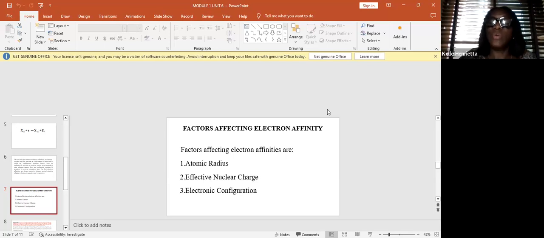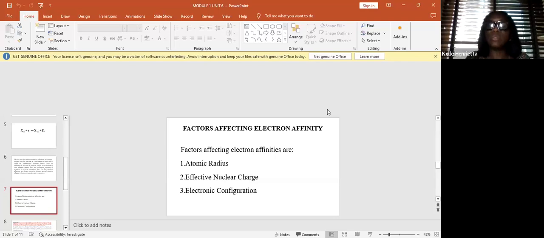Then electronic configuration. Now I've said that every reaction we're talking about in this element is in the valence shell, the outermost shell. Any atom that has this valence shell filled up cannot allow any other electron to enter. So it will be stable. So the electron affinity of the noble gases, the group 18 elements, is 0, because no electron can enter again; it's completely filled up.